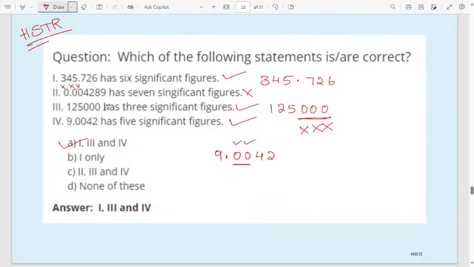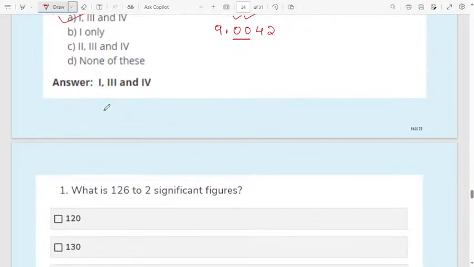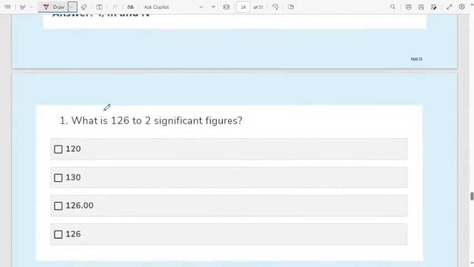HSTR, it will be a little difficult. Not difficult, but they will ask questions at a higher level. That's why when you are making a preparation, your preparation level also has to be very, very high.